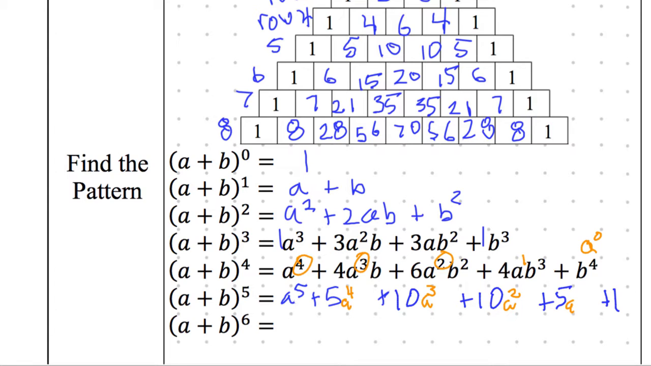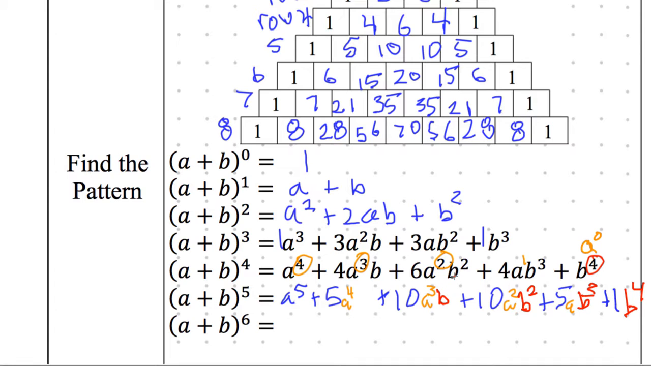Okay, what's the other pattern I see? The other pattern I see is that on the far right I have B to the power of 4, and it also decreases to the right. It goes power 4, 3, 2, 1, 0. So come back here. This is B, come on now, B to the power of 4, B to the power of 3, B to the power of 2, B to the power of, what's going on here?